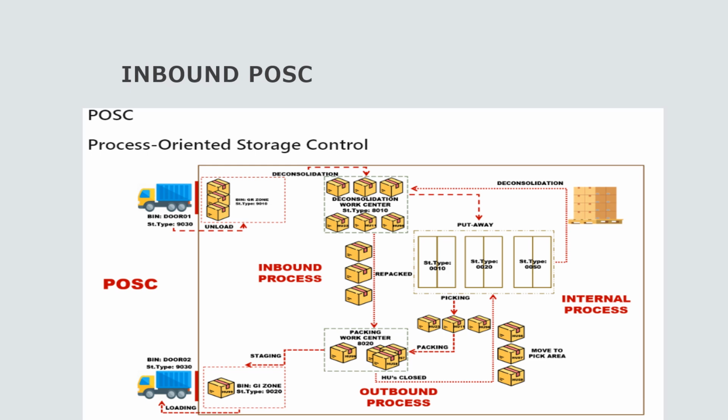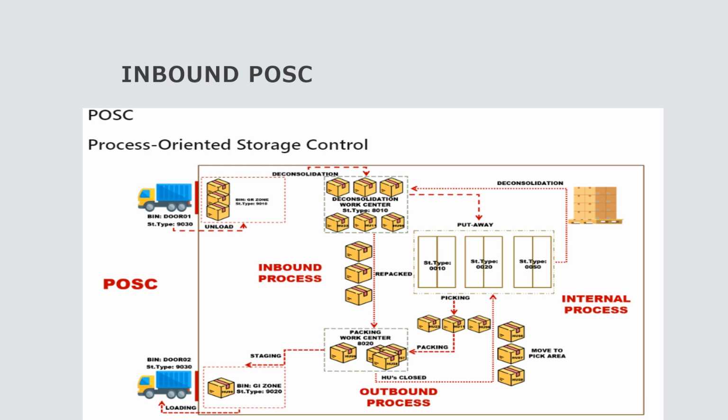The POSC inbound process involves receiving consolidated shipments, where multiple product categories or orders are combined into a single shipment for efficiency. Deconsolidation is a critical step in this process, where the consolidated goods shipment is broken down into individual units or categories for future processing. You can see in this image that the truck is docked and the goods are unloaded.